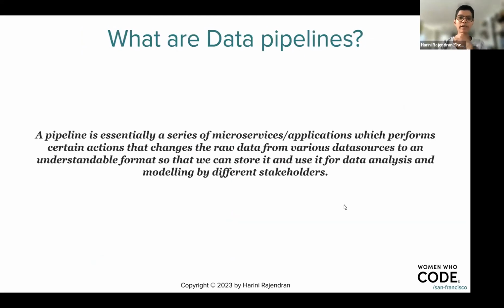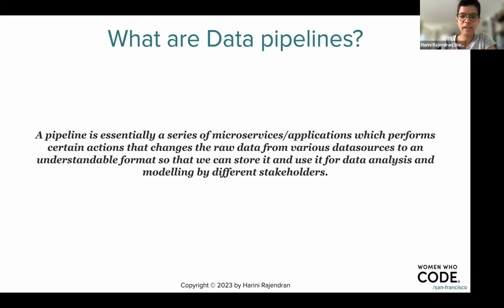So having said that, let's jump into the session. First, I would like to start with what is the meaning of data pipelines? What are data pipelines, right? Essentially, a pipeline is nothing but a series of microservices or applications, which transforms the raw data that are collected from various data sources to an understandable format. And finally, the data that's transformed to an understandable format eventually gets stored in some data store from where it can be used for analysis and modeling by different stakeholders.